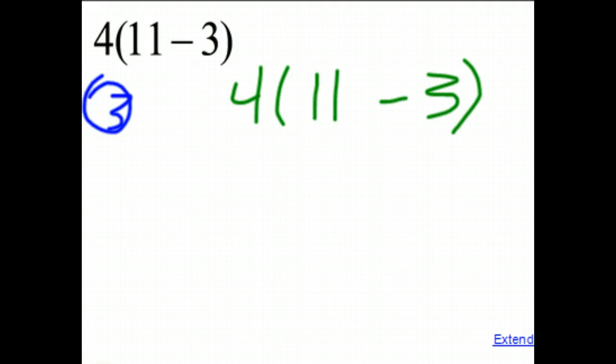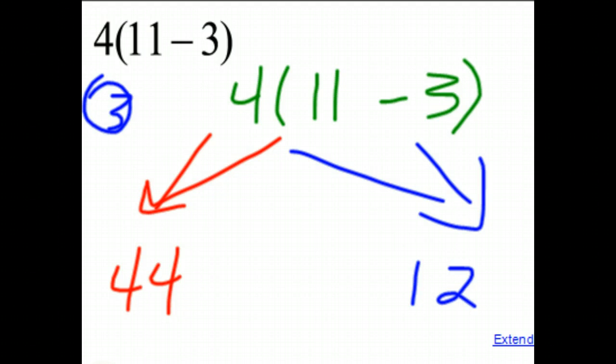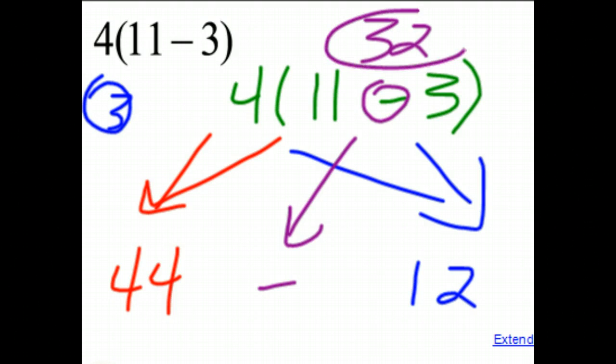Well, we know that we need to multiply 4 by 11 first, which is 44. Let's say we're not sure what to do with the negative sign yet. 4 times 3 is 12. And now are we going to add them or subtract them from each other? Well, if we added them together, we would get 4 times 14, which is 56, which is not the same as 4 times 8, which is what the parentheses simplifies to if we actually do this math. So we're going to take the negative sign here and subtract, and that gives us 32, which is the same as 4 times 8.